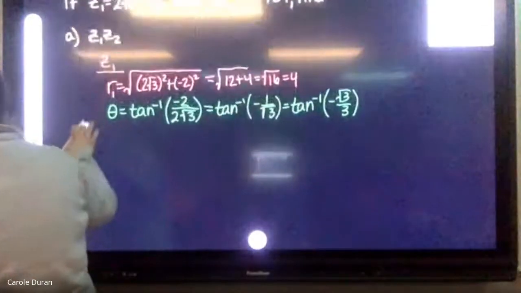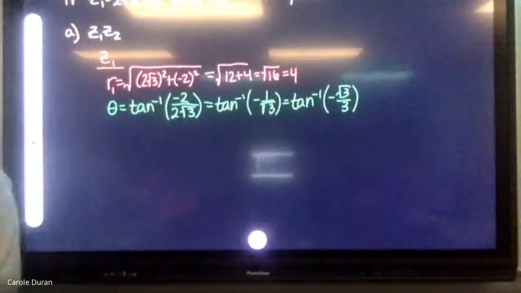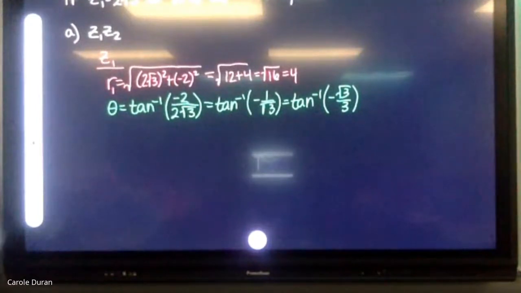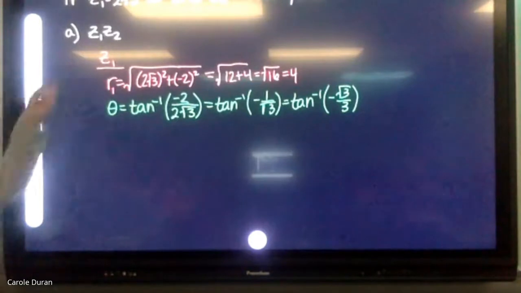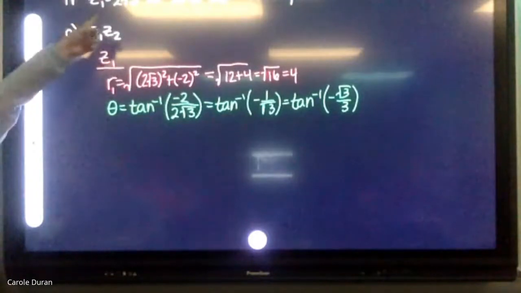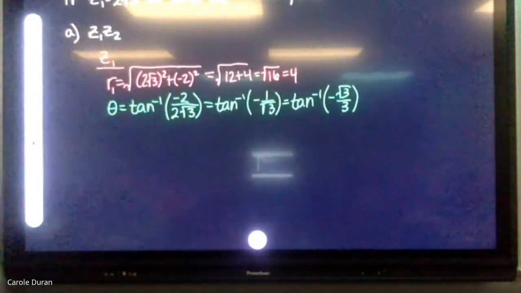I believe we already did the work for this one on one of the previous examples. So I know that this is going to give me two angles: 11 pi over 6 and 5 pi over 6. Which one of those two angles exists in the same quadrant as my original complex number? 11 pi over 6, because that is in quadrant 4, and so is my original complex number.